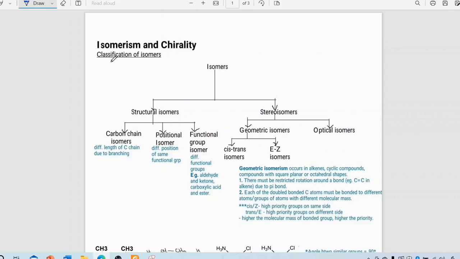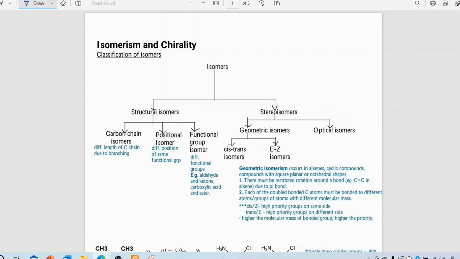And so, classification of isomers. Most of us have probably seen map diagrams like this for isomers. I think it really helps understand the branches of isomerism and the types of isomerism. So isomers are of 2 types: structural isomers and stereoisomers.